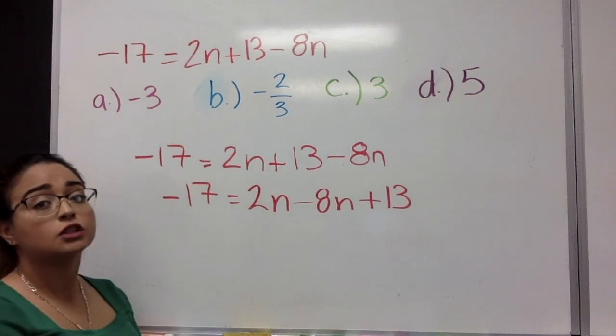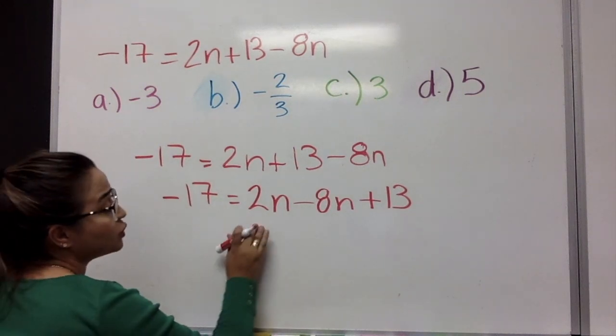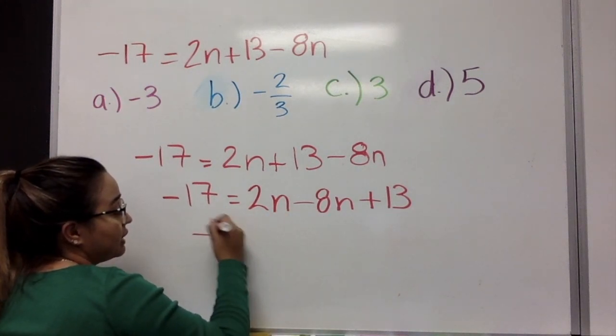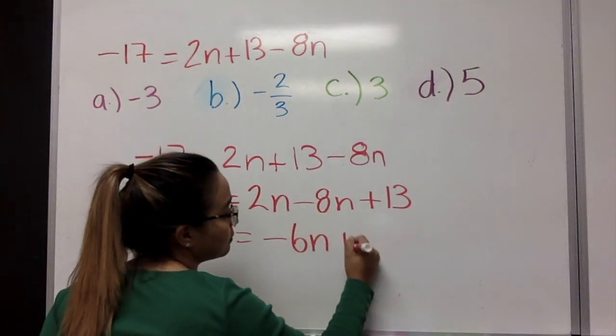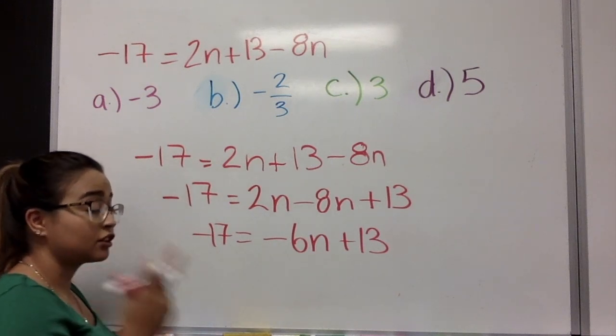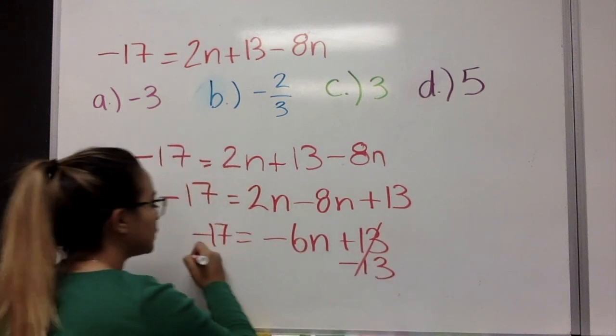Now, going on to combining like terms. Our like terms, again, are 2n and negative 8n. So, by combining those, we have negative 6n plus 13. Next step, we're going to get rid of the 13, so we're going to subtract 13 from both sides.